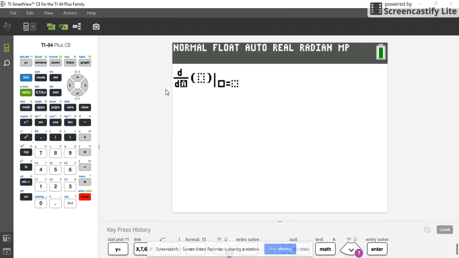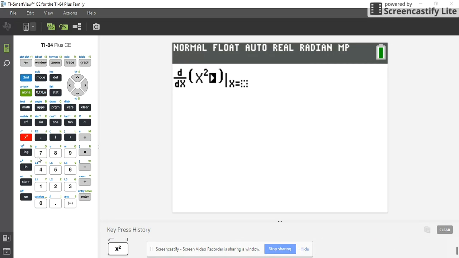Now, this is asking for 3 pieces of information: the variable of the function, and then the value at which we're trying to find the derivative. So we're going to take the derivative with respect to x. We're going to hit the x button right up here. And we have our function, x squared. And let's take the derivative when x is equal to 2.